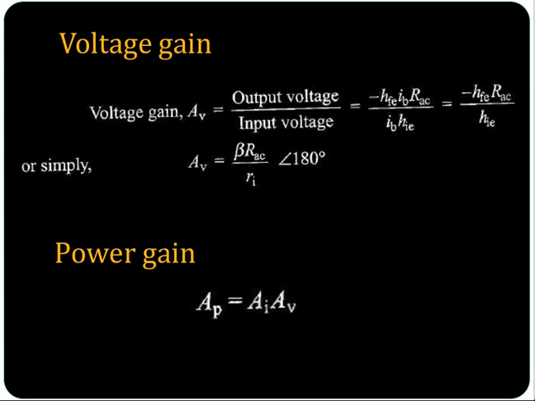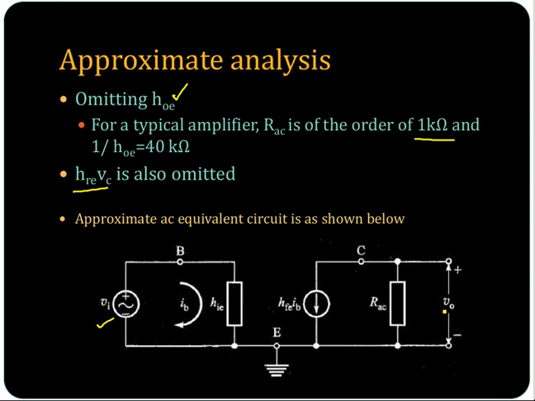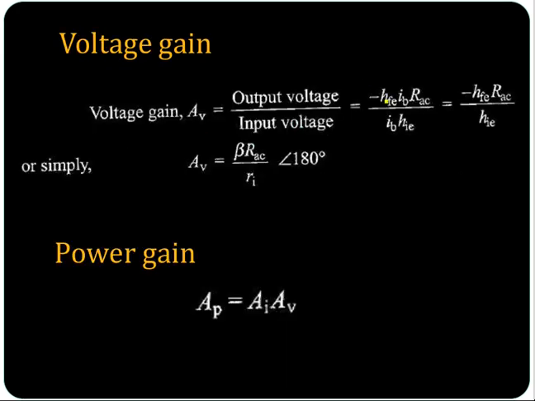Okay, next term is voltage gain. Voltage gain is the ratio of output voltage to input voltage. What is the output voltage? It is V0. In the circuit diagram, you can see V0 is the voltage across RAC. Now you are considering a negative term here. Why? The output voltage is phase shifted by 180 degrees with respect to the input voltage.